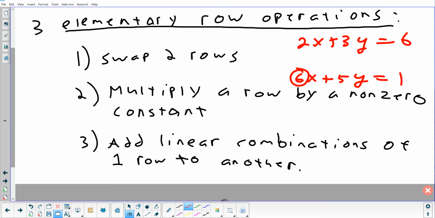I don't know what would happen to the y's and the constants, but I know if I multiplied this top equation by -3 and added it to this one, I would cancel the x out, and it would become a 0. So that's rule 3. Multiplying an equation by a number and then adding it to another one.